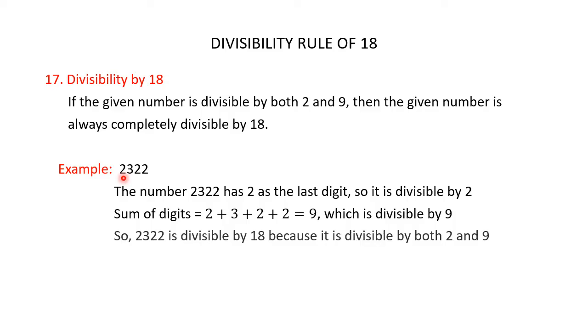Consider the number 2322. This number will be divisible by 18 only if it is divisible by both 2 and 9. So let's find out first if it's divisible by 2. The number 2322 has 2 as the last digit. So it's divisible by 2. To find out whether this number 2322 is divisible by 9, you have to add the digits of the number. So the sum of the digits is 2 plus 3 plus 2 plus 2, which is 9. 9 is divisible by 9. So 2322 is divisible by both 2 and 9. Since the number 2322 is divisible by both 2 and 9, it's also divisible by 18.